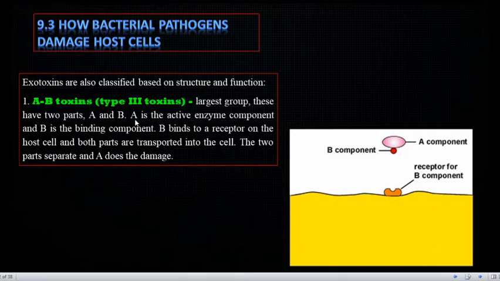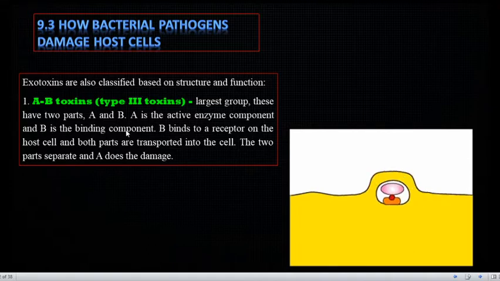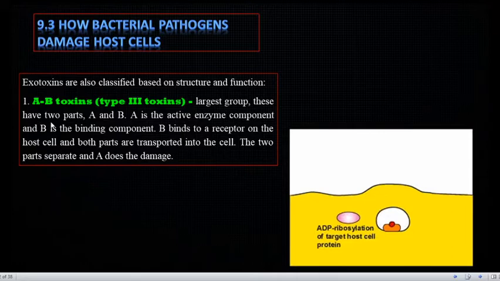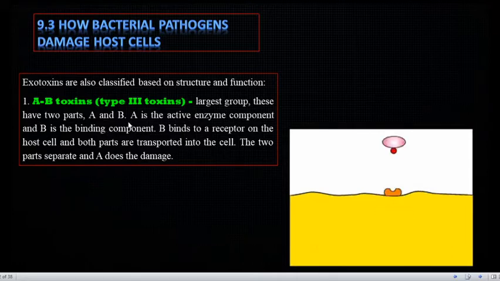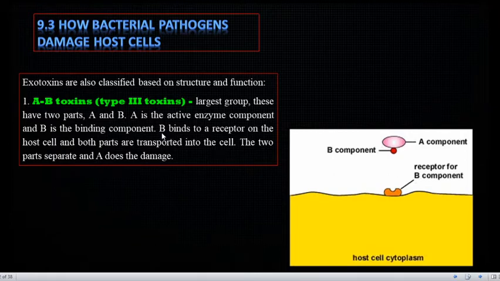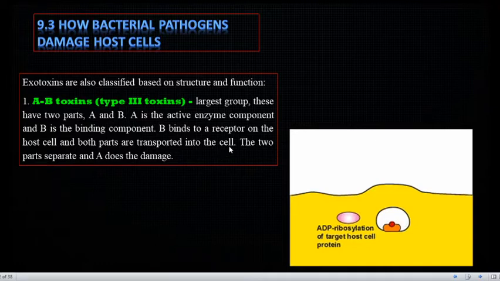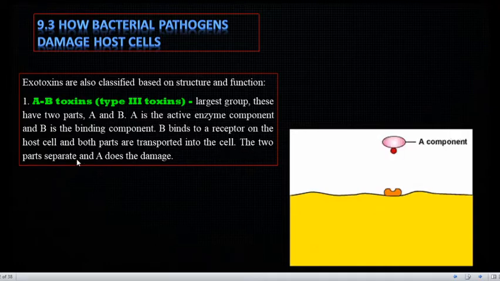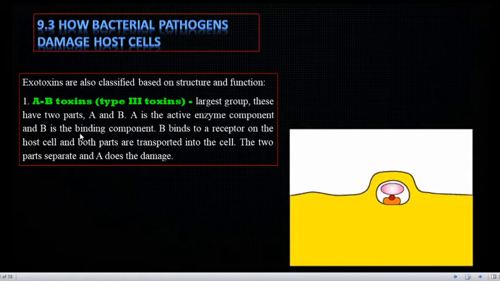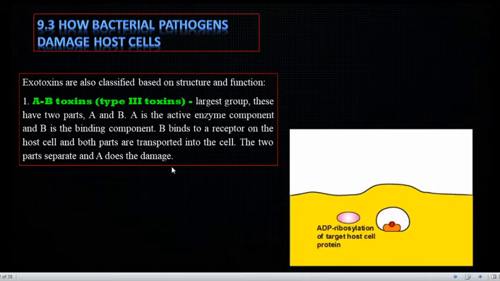The first one is your A, you can call it the active enzyme component, and the second one is the B part, which is the binding component. So meaning the B is the part which binds to the host cell, and the A is the part that causes damage to the host cell. So the B component binds to a receptor on the surface of the host cell, and both parts are transported into the cell, and the two parts separate once they are inside your host cell, and at that time your part A, the active enzyme component, will separate and will cause damage.